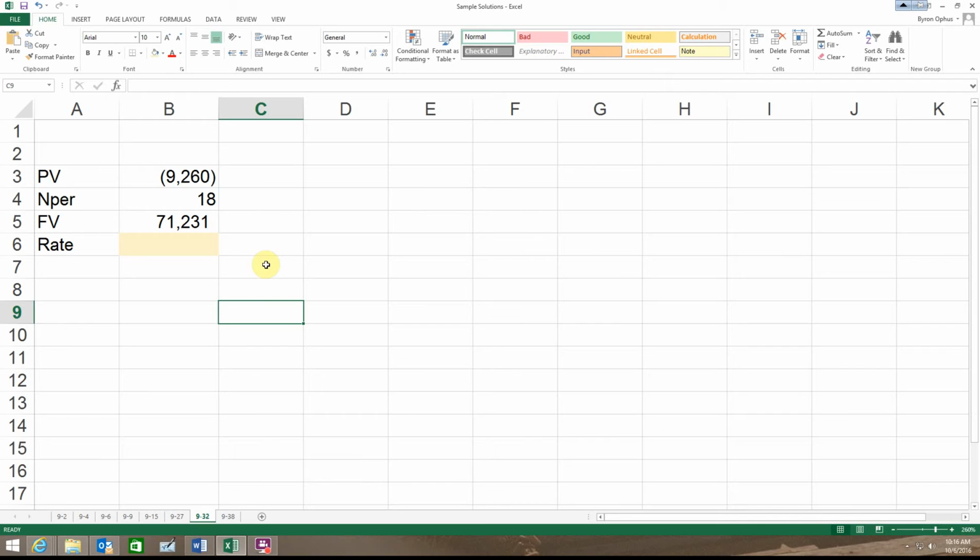So it's a fairly useful thing. We probably don't use it as much as we do present value, future value, and whatnot. But let's take a look at how we calculate it.